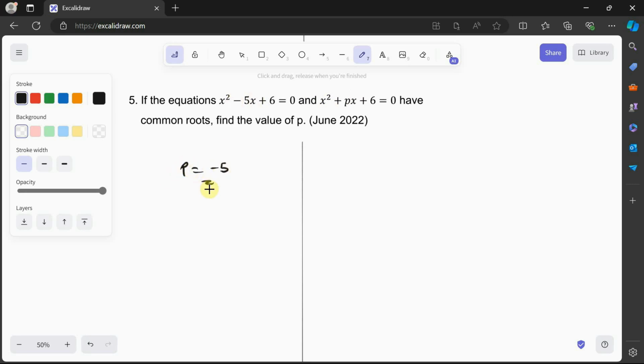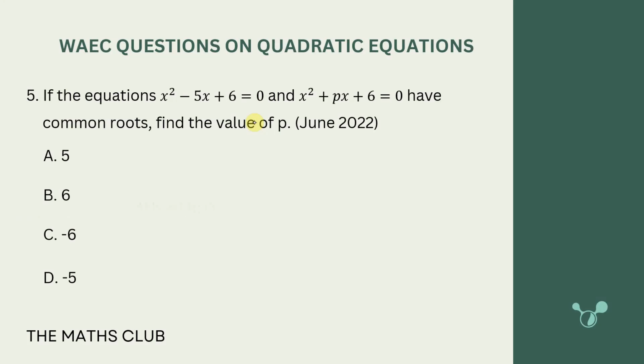This is just something that you look at and say, oh, they have common roots, it's the same values here, x squared plus 6 is equal to 0. Then p should just be minus 5, which is the coefficient of x. That will be option D.